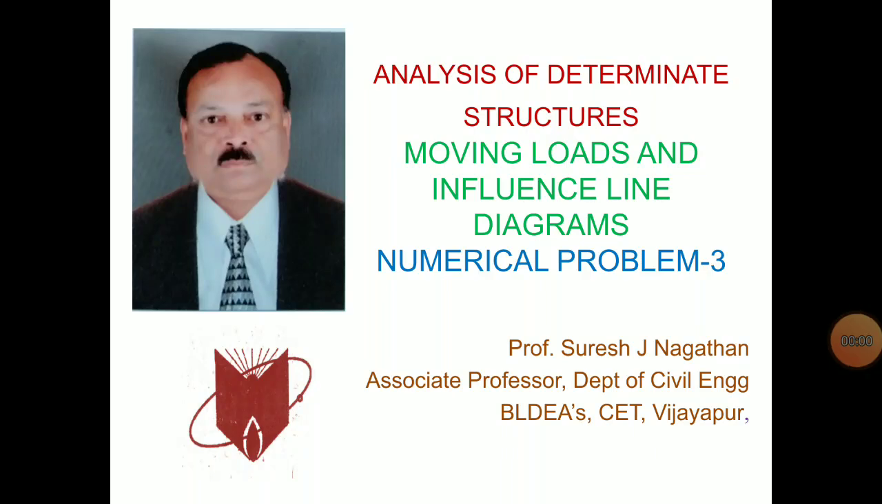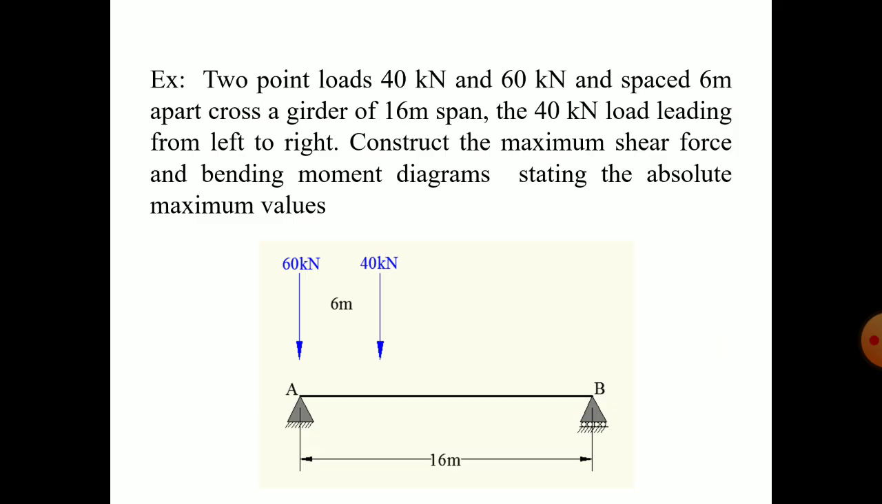Hello friends, we'll take up a problem on influence line diagram. The problem statement is like this. Two point loads, 40 kilonewton and 60 kilonewton, spaced 6 meter apart, cross a girder of 16 meter span. The 40 kilonewton load is leading from left to right. We have to construct the maximum shear force diagram and maximum bending moment diagram, stating the absolute values.